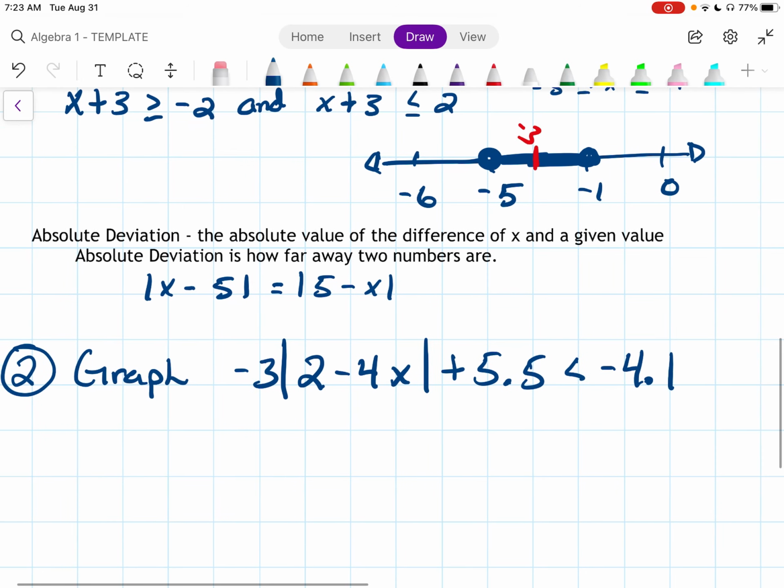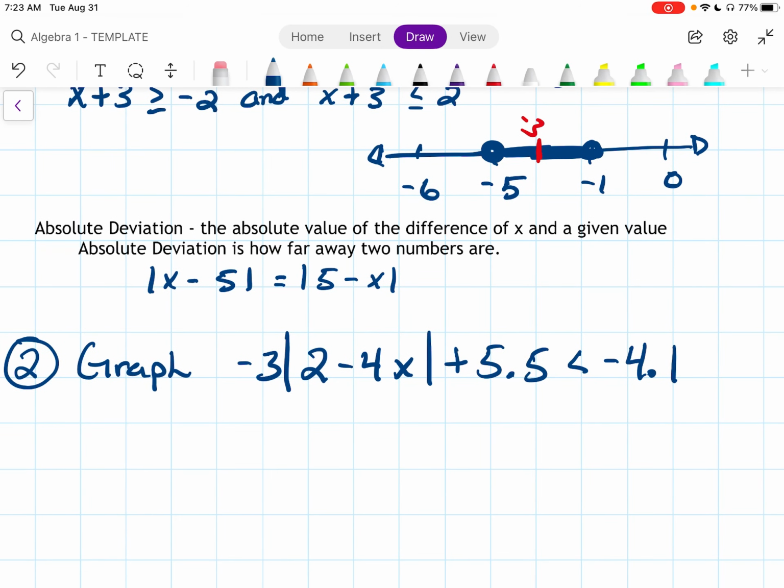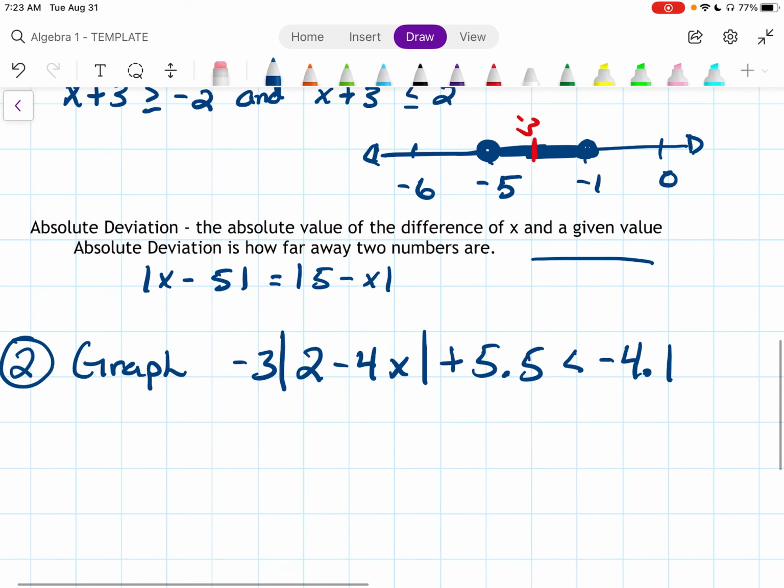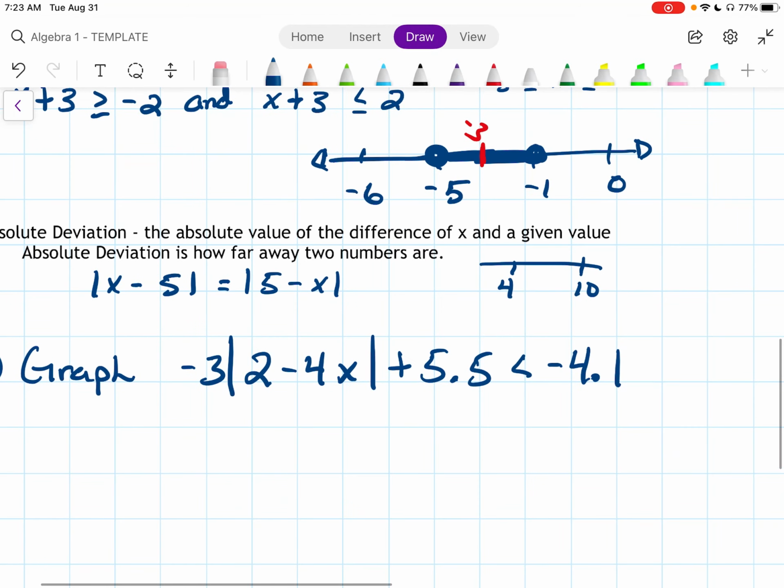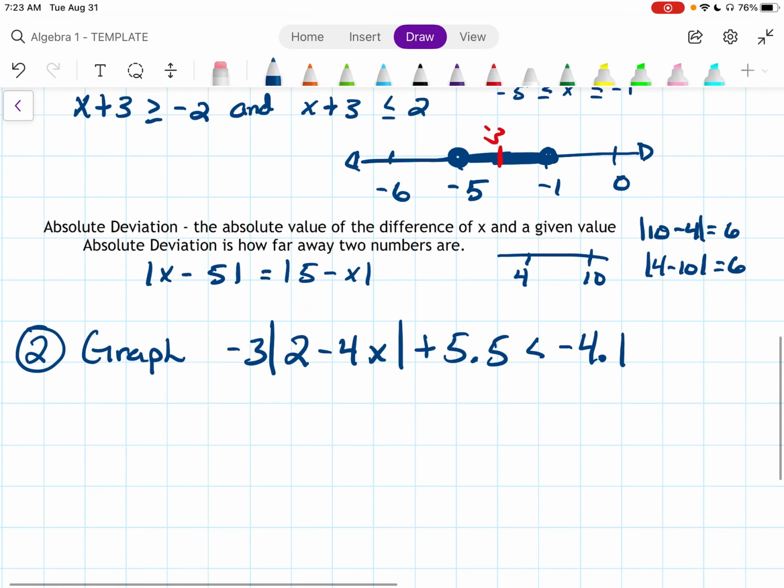What the absolute value bars are doing here is this: if you're trying to find how far away the number 10 and the number 4 are, we know that it's 6 because 10 minus 4 is 6. But also, 4 minus 10 with absolute value bars is 6 also. So if you have the absolute value bars and the two numbers subtracted, you will always find the difference or how far apart they are. Deviation means how far apart.